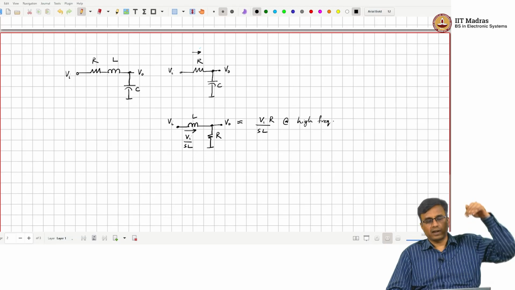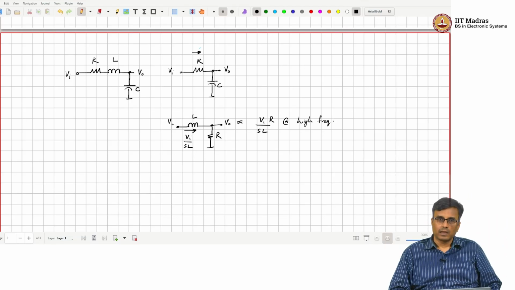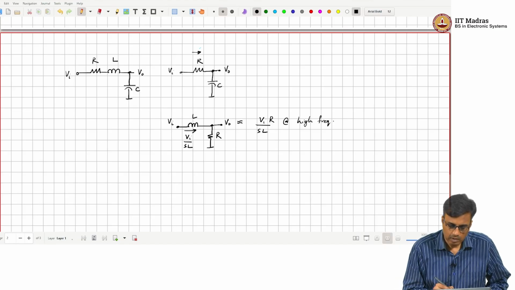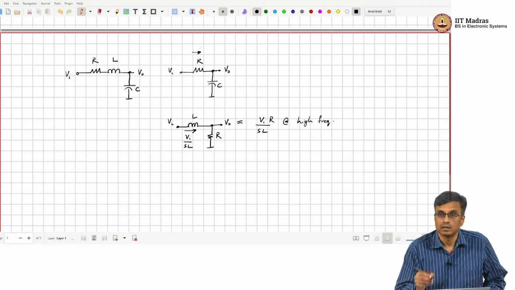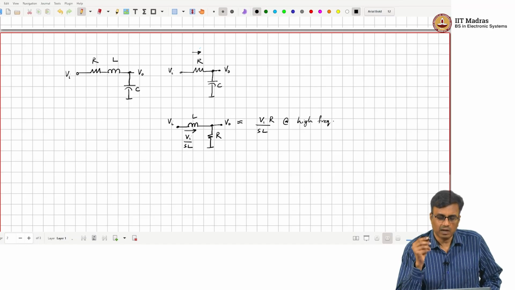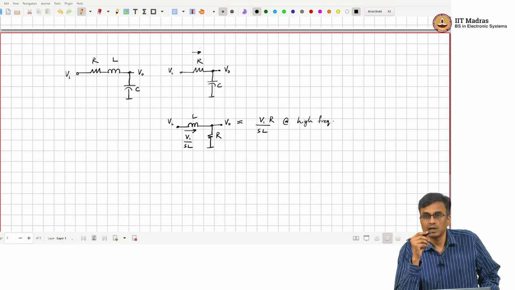Now, if you want it to roll off at 40 dB per decade, what do you think we should do? Yesterday, what did we do here? Did we replace R with a capacitor or with an inductor, or we added, see, at DC the impedance must be the same.